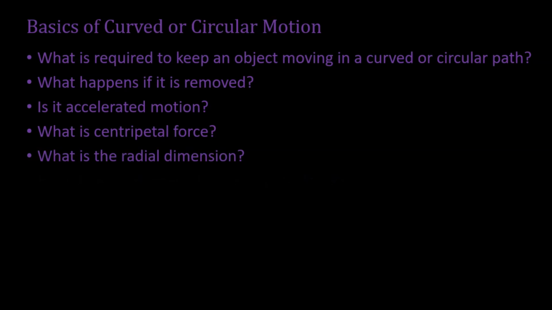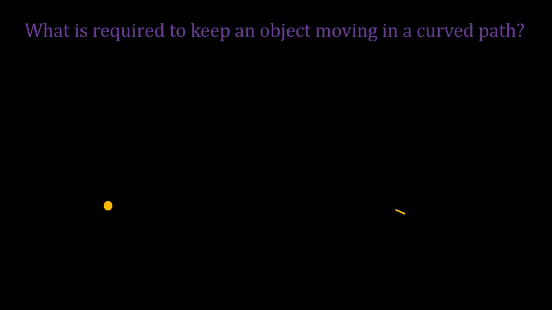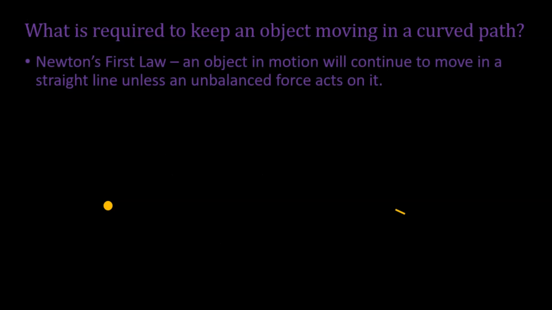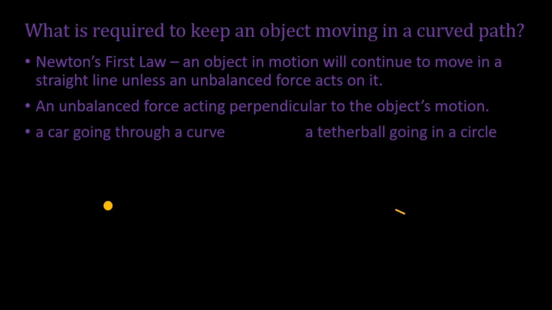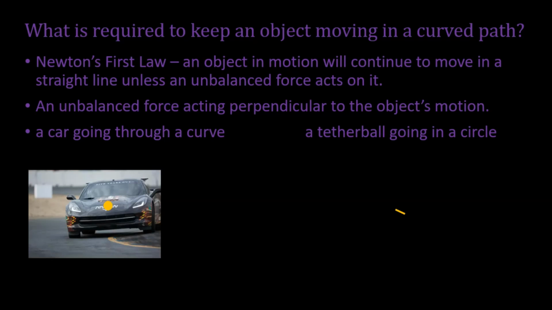Let's get started. What is required to keep an object moving in a curved path? Well, let's take a look at Newton's first law. An object in motion will continue to move in a straight line unless an unbalanced force acts on it. So that law tells us an unbalanced force acting perpendicular to the object's motion will cause an object to move in a curved path. Let's look at two examples, a car going through a curve and a tether ball going in a circle. First, we have the car going around a corner.